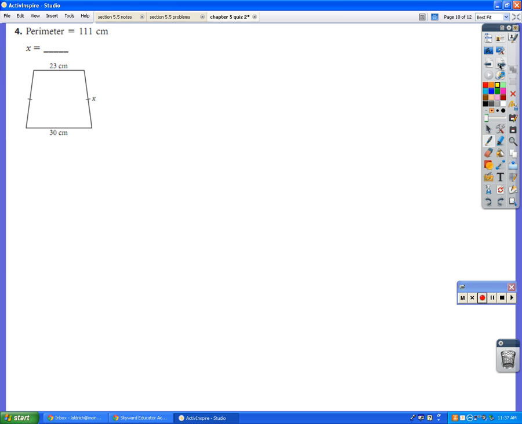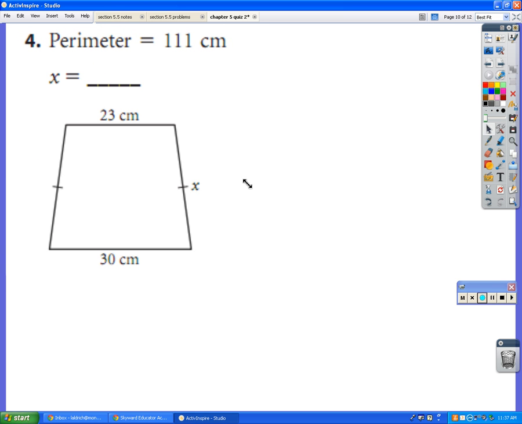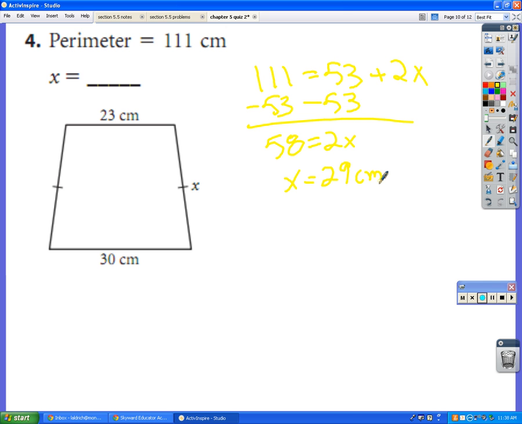Okay, and then number 4 on the other form was the same deal. Somebody else besides Blake give me an expression or an equation that I could write from the perimeter of that. Yeah. 111 equals 53 plus 2x. Okay. So to solve this, just like in the other one, I subtract 53 from both sides. What's 111 minus 53? 58. Okay, so this time 58 equals 2x, so x equals 29. Okay, any questions on number 4?